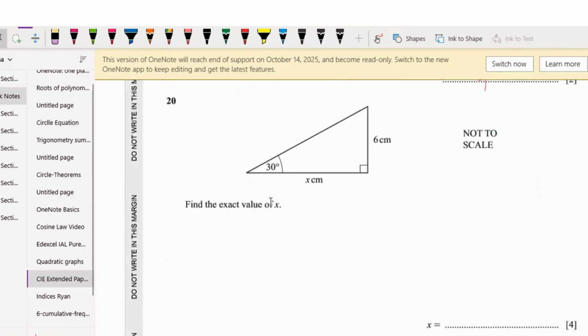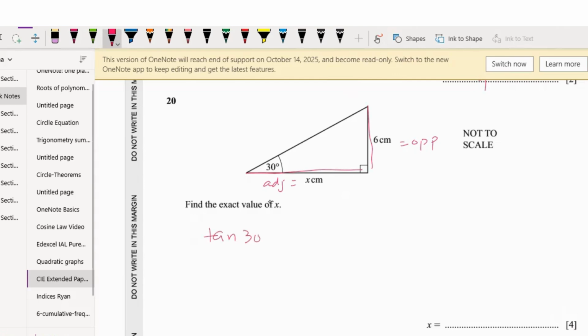Question 20. We have to find the exact value of x. Okay, it's a right angle triangle. We're going to use SOHCAHTOA here. This side is adjacent. This side is opposite. So opposite and adjacent are the sides involved, and we are given one angle. We know that the trigonometric ratio which will involve the opposite and adjacent is tan.